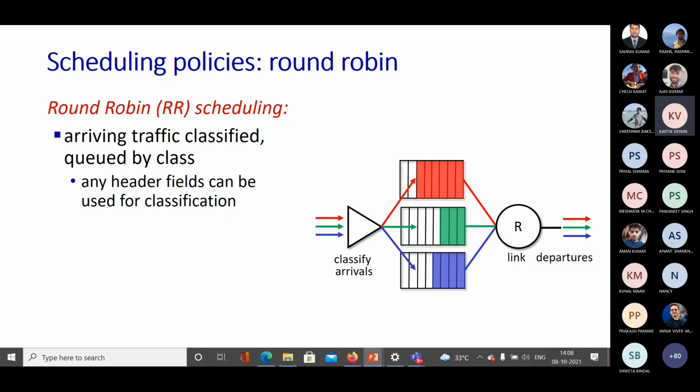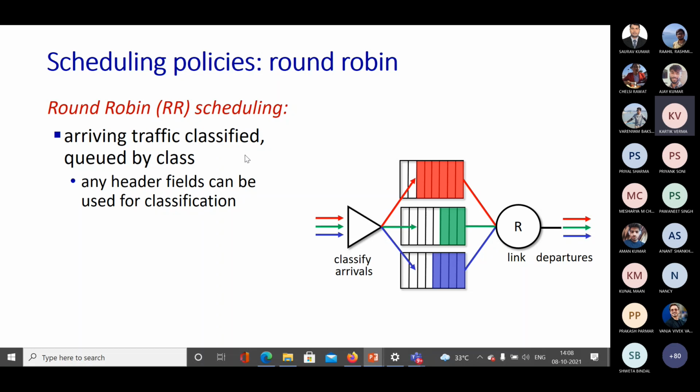So what happens in round robin scheduling is whenever traffic arrives, that traffic is classified into different queues as per the class of application it is going to serve, or the class of application the packet belongs to. So these are the different classes of applications, and the corresponding packets that arrive are sent to the corresponding queues. Now the server here will select each packet turn by turn for servicing, and there will be subsequent departures.